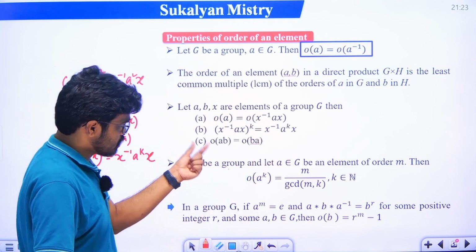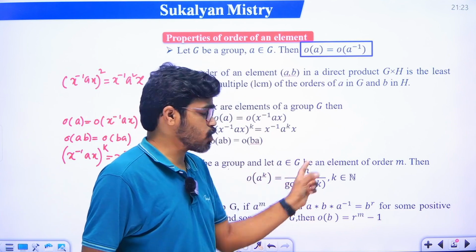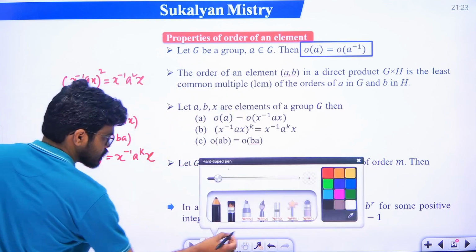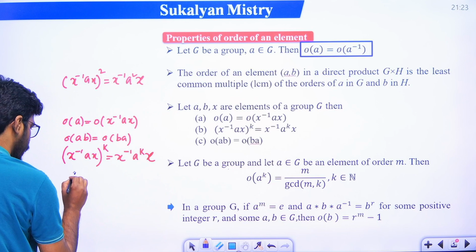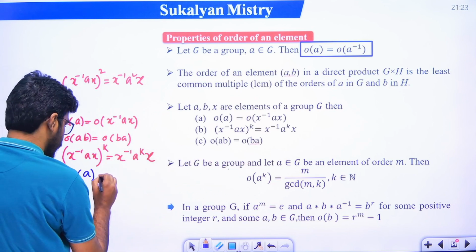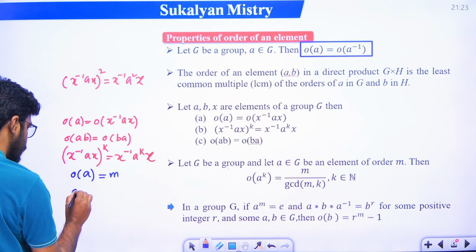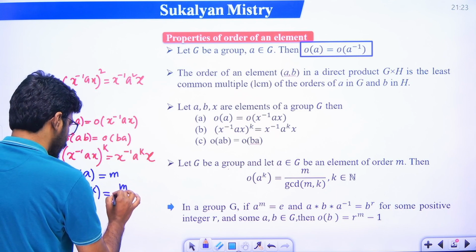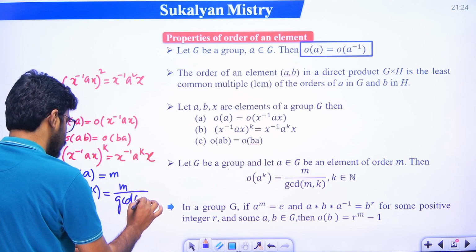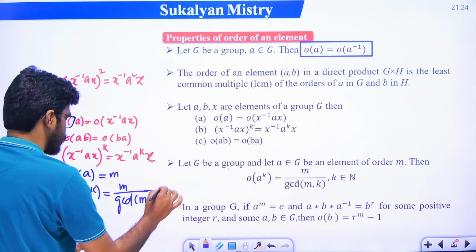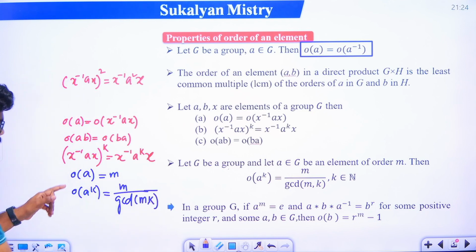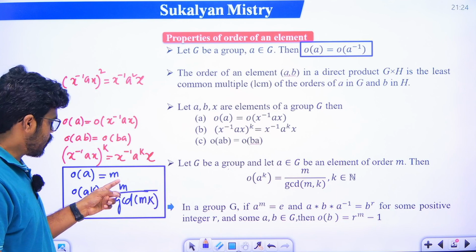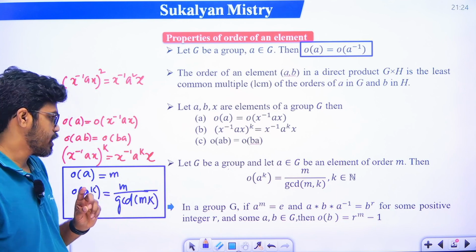Next, let G be a group and A is an element of the group G such that order of A is M. What is given here? It is a very important property. Suppose order of A is M, we have to find the order of A to the power K. So order of A to the power K will be M divided by GCD of M and K.